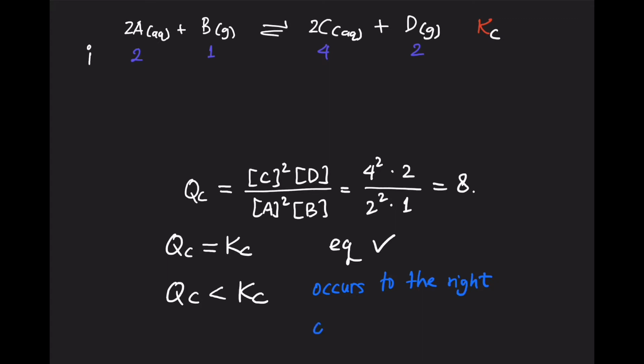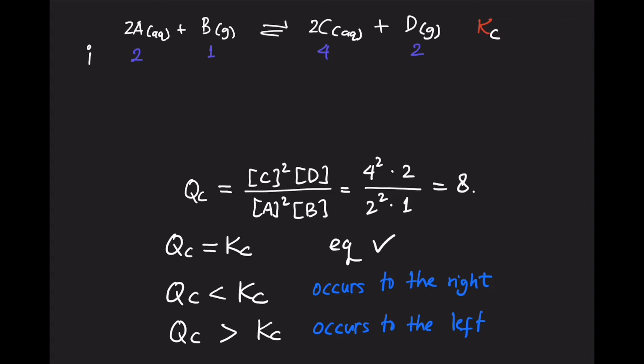On the other hand, of course, we also have a reaction that occurs to the left, or to the reactant side, and this will be achieved when the QC is bigger than KC. If the QC is bigger than KC, that means we have too many products. This value is way too large, and therefore this excess amount of products will shift, forming the reactants to be able to achieve the equilibrium.